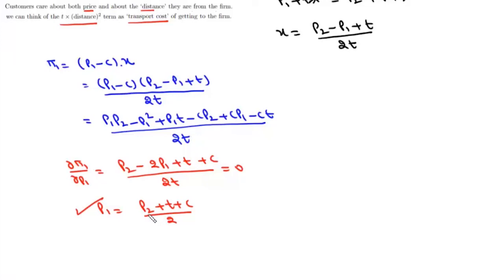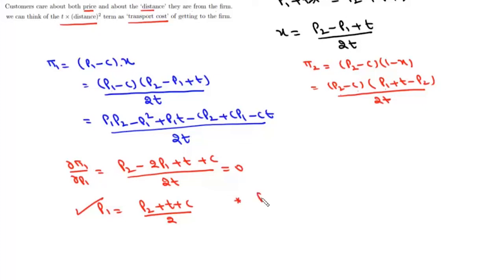Now we find the profit function for firm 2. Pi2 is (P2 minus C) times its demand, which is 1 minus x, and 1 minus x is (P1 plus T minus P2) upon 2T. As we can see, there is symmetry in this game. Here it is (P1 minus C)(P2 minus P1 plus T), and here it is (P2 minus C)(P1 minus P2 plus T).